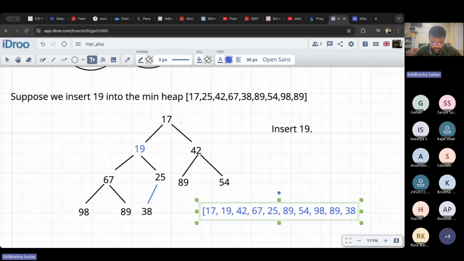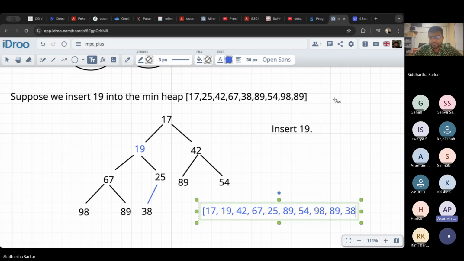But I would like to know why Arun Ram got that answer. Sir, I have added a 25 mistakenly, sir. Okay, fine. So I hope that you are now able to rectify the mistake. Yes, sir.